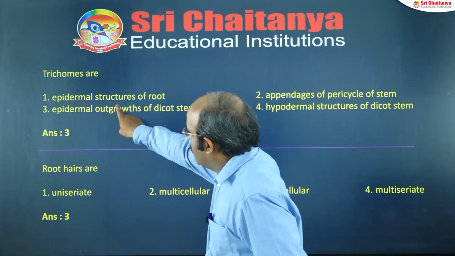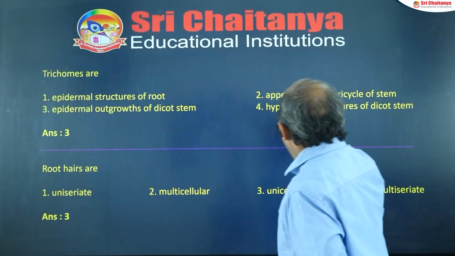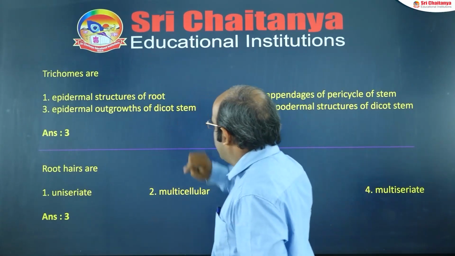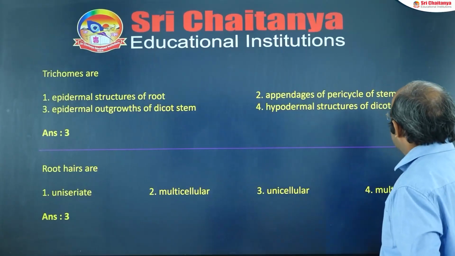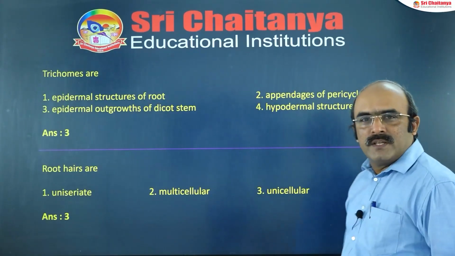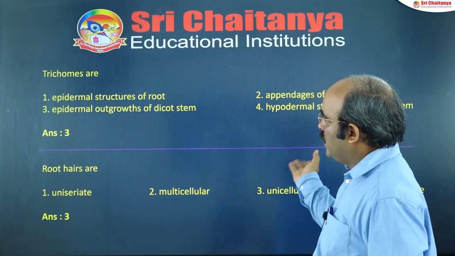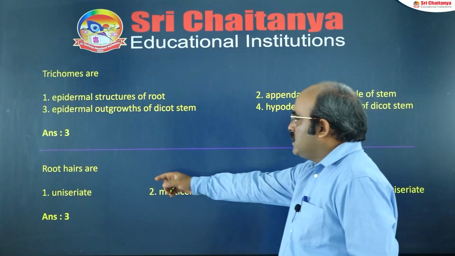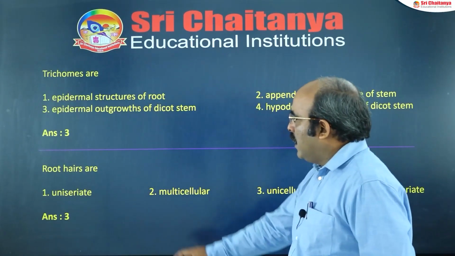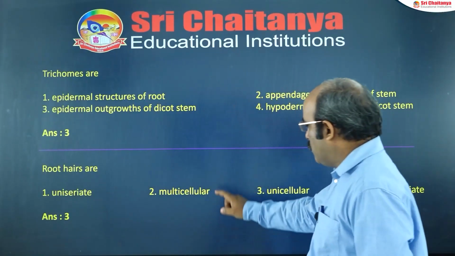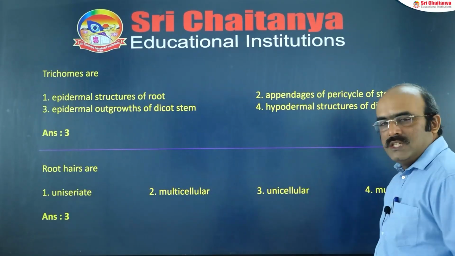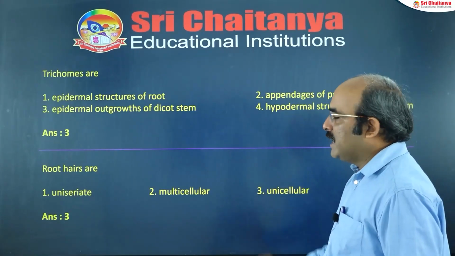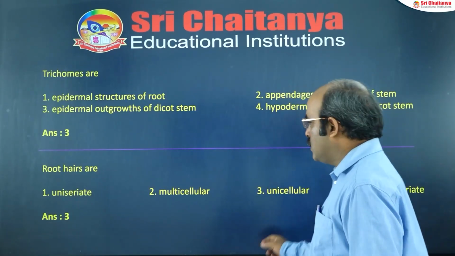Trichomes are epidermal structures of root, appendages of pericycle of stem, epidermal outgrowths of dicot stem, hypodermal structures of dicot stem. So what are trichomes? You can read the 4 options and try to answer them. Then the next question is, root hairs are they uniseriate, multicellular, unicellular, or multiseriate? Which term is applicable to root hairs? Choose the appropriate one.